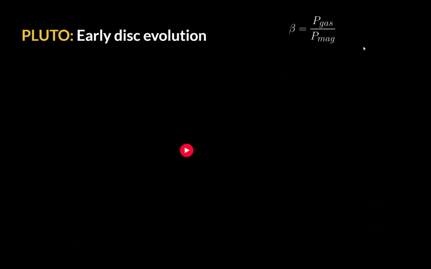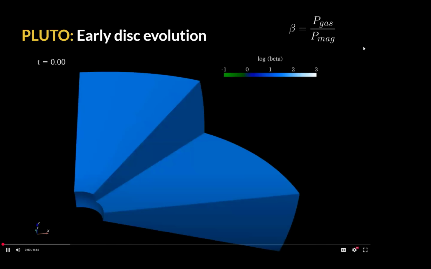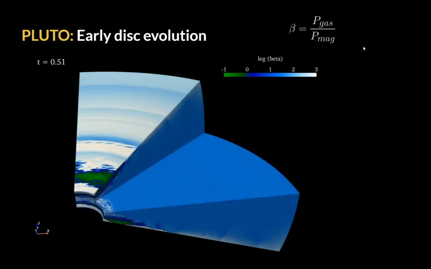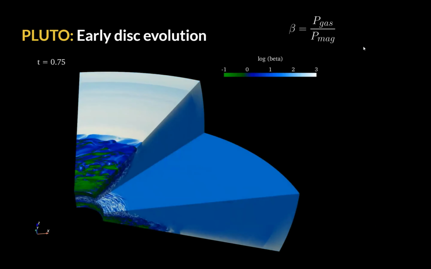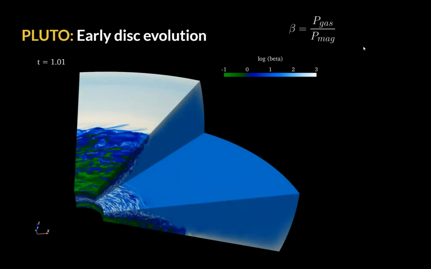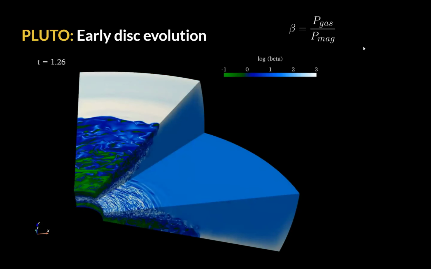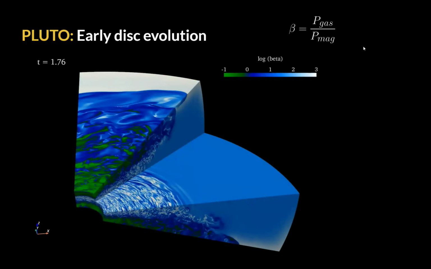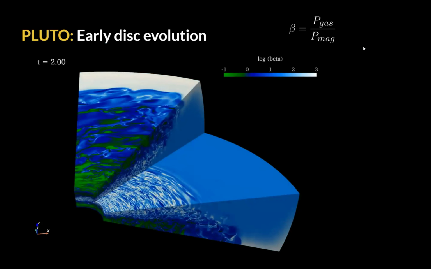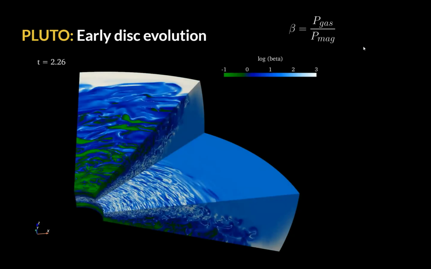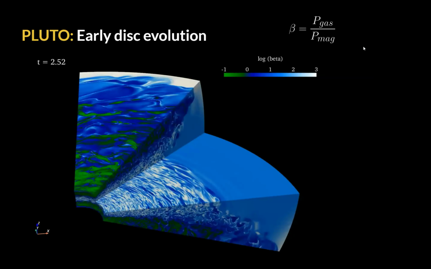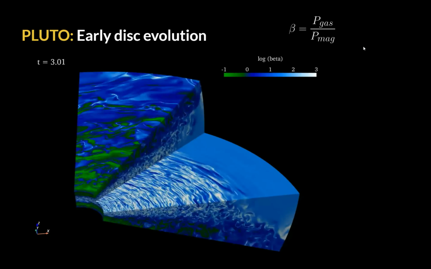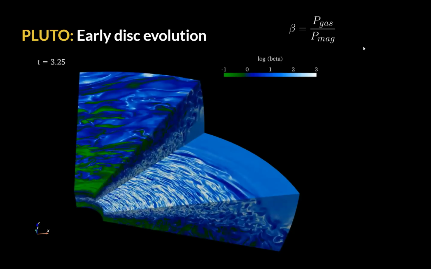And yeah, so here is the early disk evolution based on the Pluto simulation. We observed that in general, the disk, the fluid becomes unstable around 10 local orbits. Here, the time is given in orbits at a radius equal to 10. And yeah, so far we have been able to simulate this disk until 3.5 outer orbits because the simulation is still running. So yeah, we need to wait for more results to be generated.